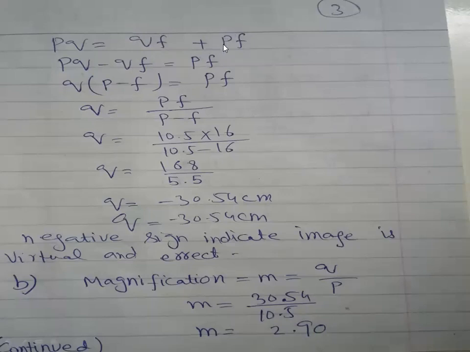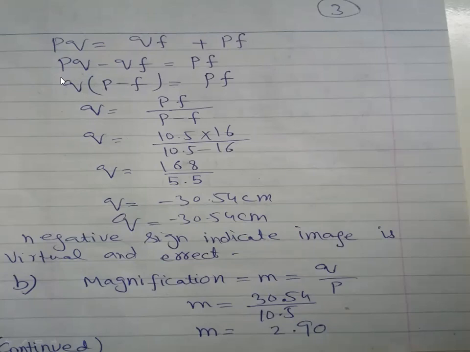Now take this one on the other side. Plus QF, if it goes to the other side of the equation, it will be negative. So PQ minus QF equals PF. Take PQ common from these two. So what will be left? P minus F, and PF on this side.